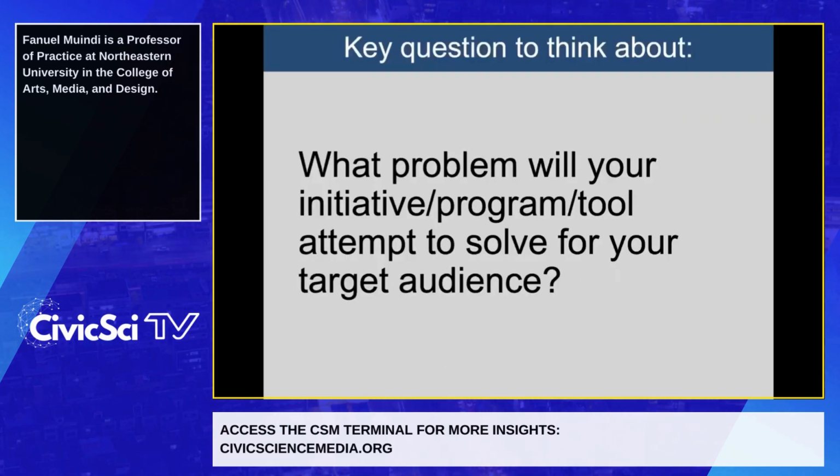So, a key question to think about: had we had this session live, we would have discussed this. Think about what problem your initiative, program, or tool will attempt to solve for your target audience, right? What job, if you rephrase, are they hiring your initiative to do? Really think about that. What job are they hiring you to do?